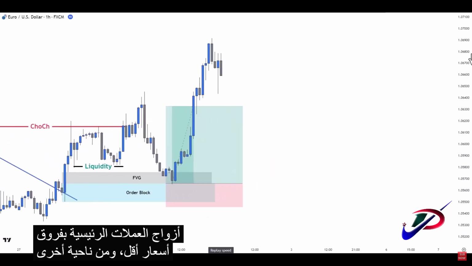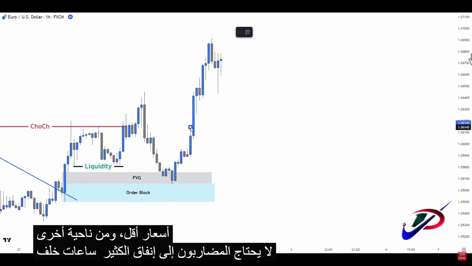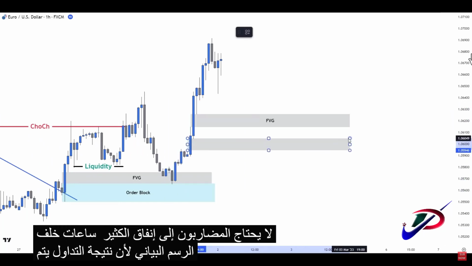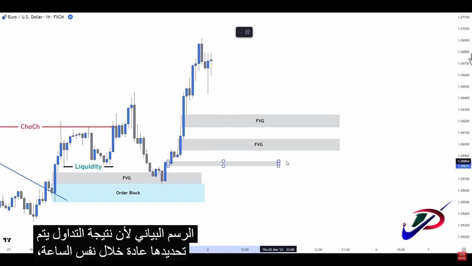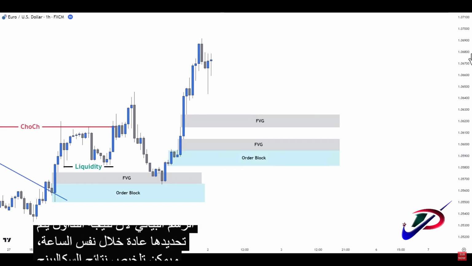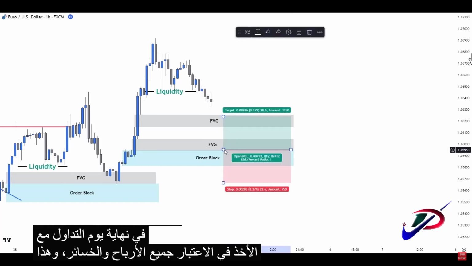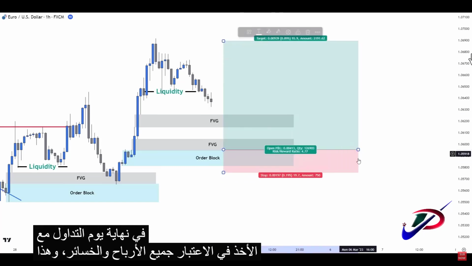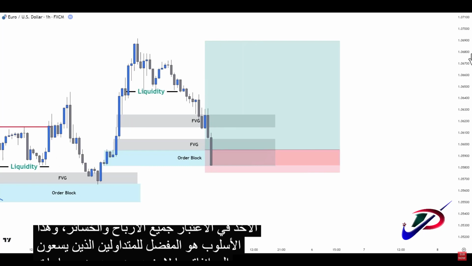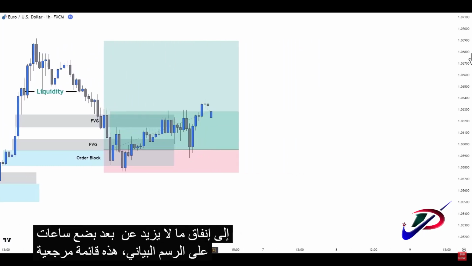On the other hand, scalpers do not need to spend many hours behind the chart, because the result of the trade is usually determined within the same hour. The results of scalping can be summarized at the end of a trading day, factoring in all profits and losses. This style is preferred for traders who seek to spend no more than a couple of hours on the chart.